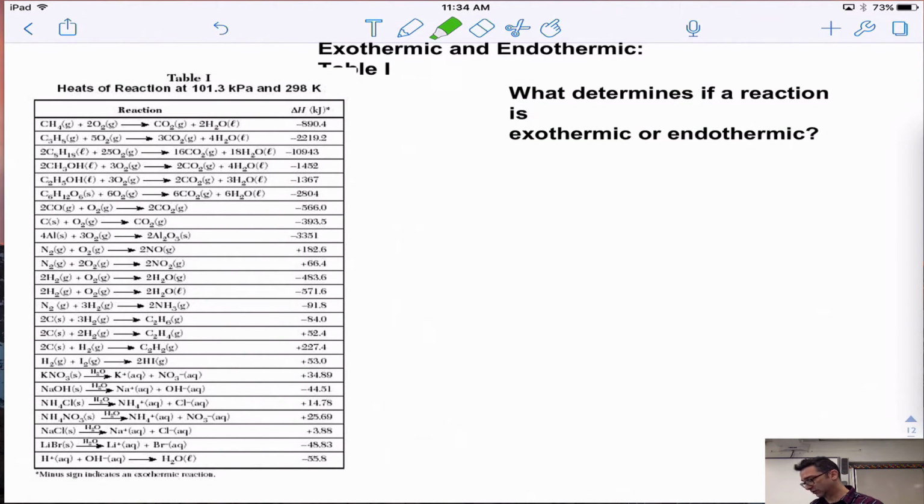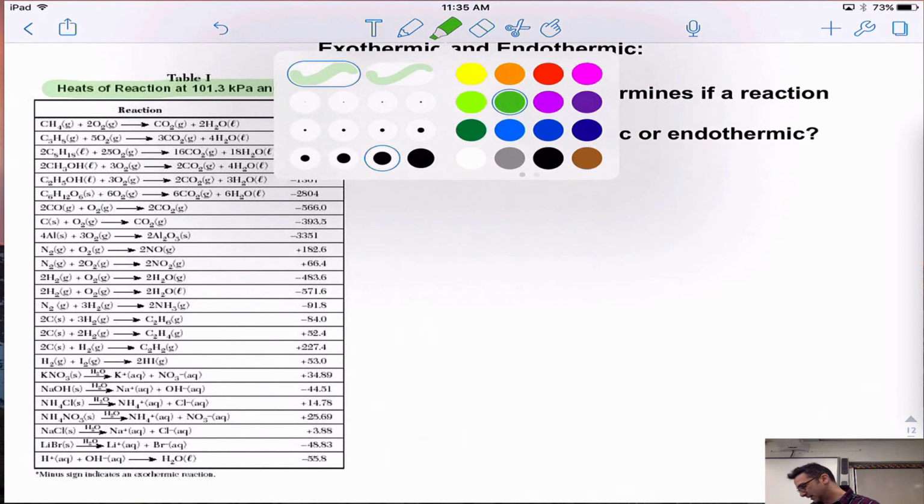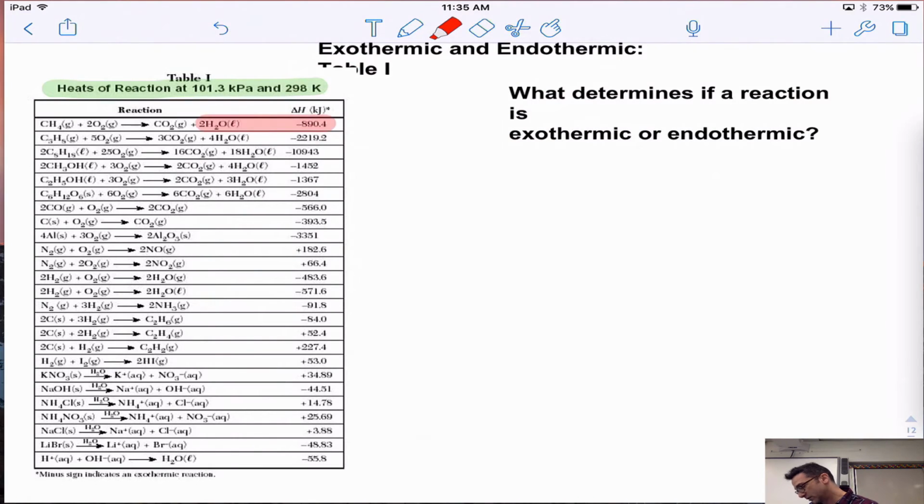This table tells you about different reactions at a certain temperature and pressure, which are pretty much not STP, but close to it. The temperature is a little bit higher, pretty much room temperature. And so they give you different classes of reactions. The first class they show you are combustion reactions, which we'll do in red here. These combustion reactions all produce CO2 and H2O.